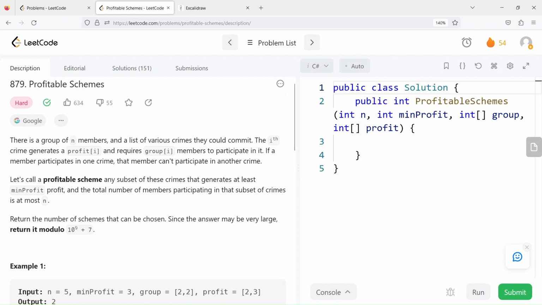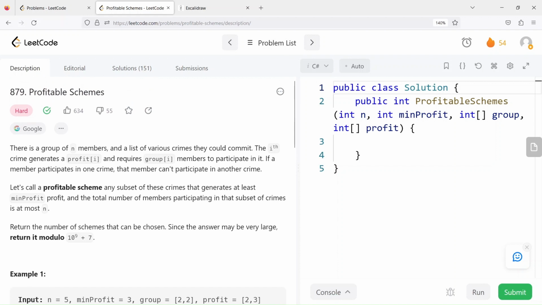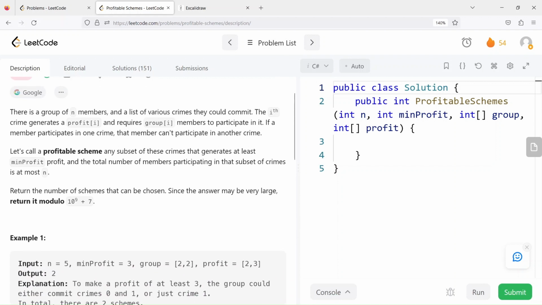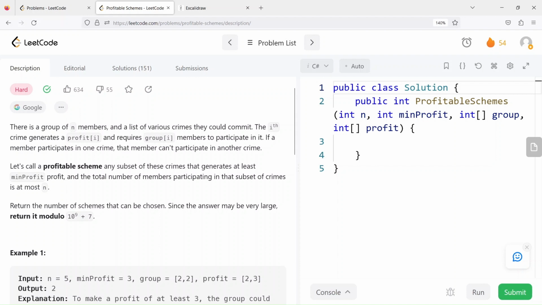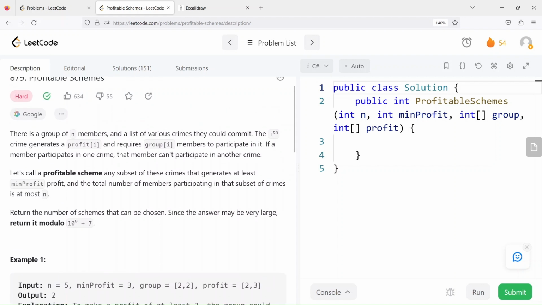I never thought that I'm going to design or solve a problem for criminals, to make the maximum profit they can have. Anyway, so let's get started.